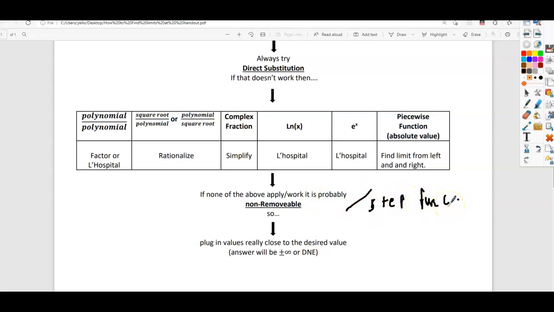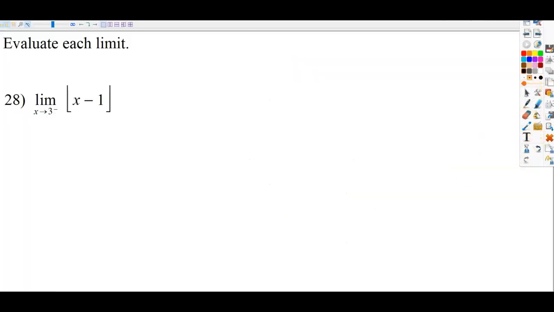So for step functions, what we're going to do is treat them like non-removable discontinuities. We're going to plug in numbers that are really close to the number we're supposed to be plugging in, and interpret our answer as either positive infinity, negative infinity, or does not exist. So that's how we're going to handle these ones.